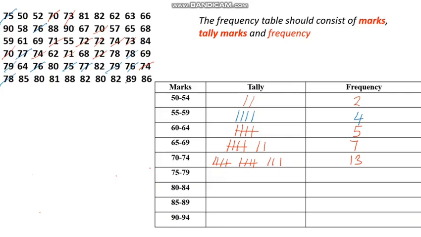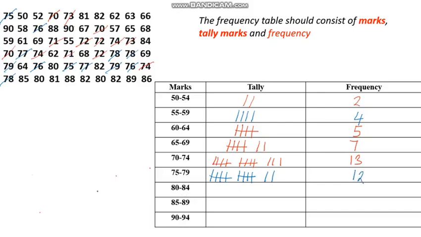So let's see if there is any that you have missed from 75 to 79. Okay, there is this 78 that we left. So they are now 12. Okay, so here you are going to write 1, 2, 3, 4, 5, 6, 7, 8, 9, 10, 11, 12. So here the frequency will be 12.